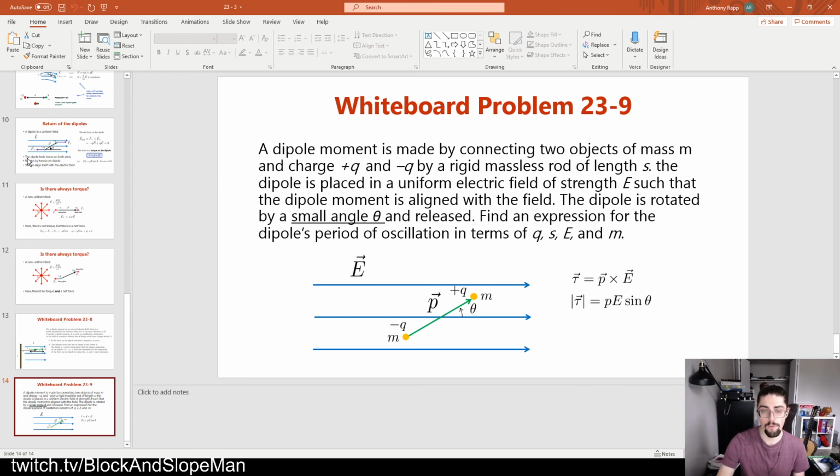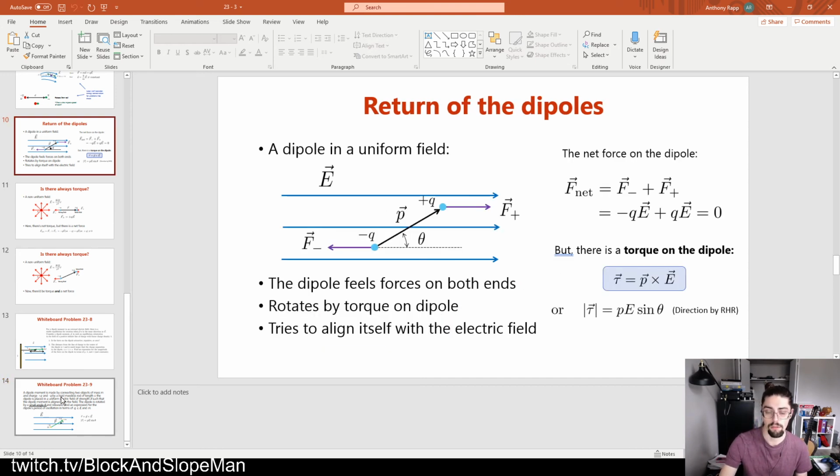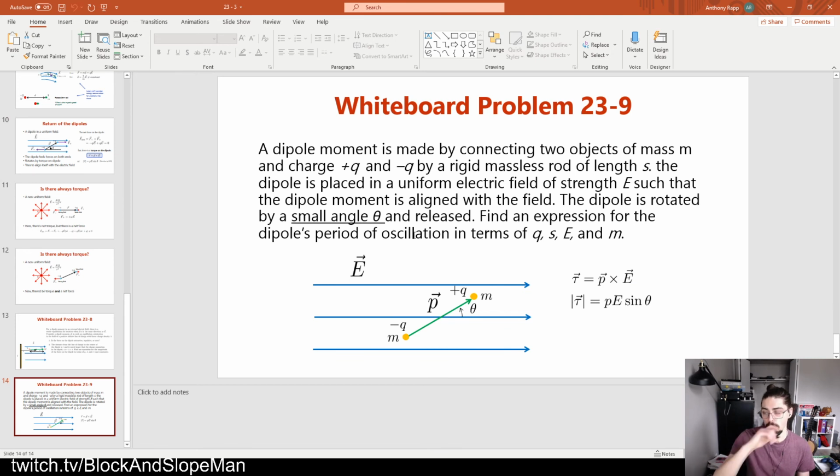We're back to that uniform field. We actually have the same picture as before, right? We're in a uniform electric field. We have an electric dipole with a dipole moment P between charges minus Q and plus Q. They've each got a mass M, which is important, right? Keep that in mind. And imagine that this thing was aligned with the field, but then somebody pulled it up a little bit and then let it go. So it's a small angle, and what's it going to do?